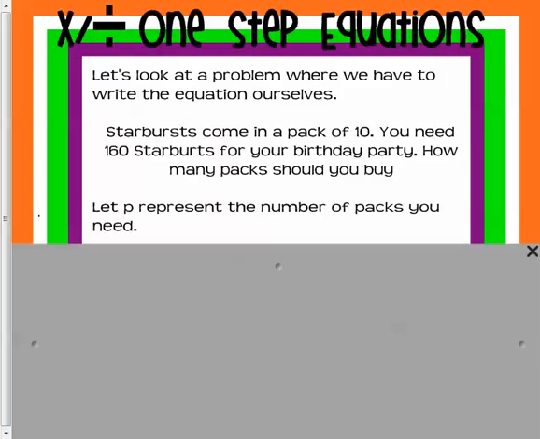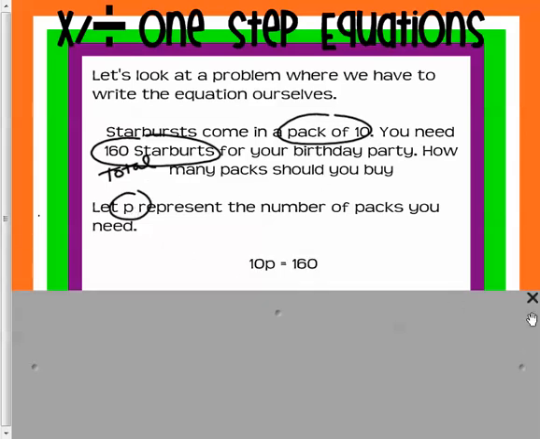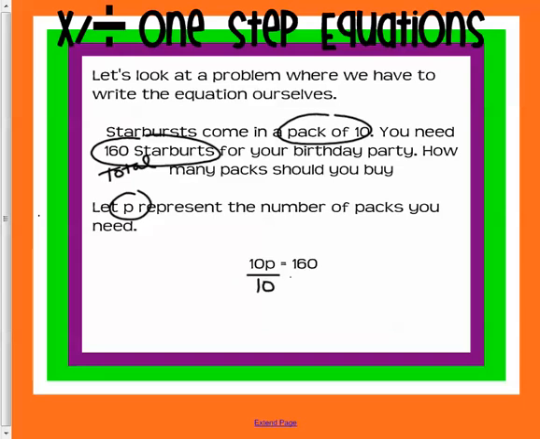Okay, now let's look at a real world situation where we might have to use one of these equations. Starbursts come in packs of 10, and you need 160 for your birthday party. How many packs should you buy? Let P represent the number of packs you need. So we know they come in a pack of 10, and you need 160. So this is your total. And we don't know the number of packs we need, so it's P times 10 gives us 160. So if we divide both sides by 10, we get P equaling 16. So you need 16 packs of Starburst.